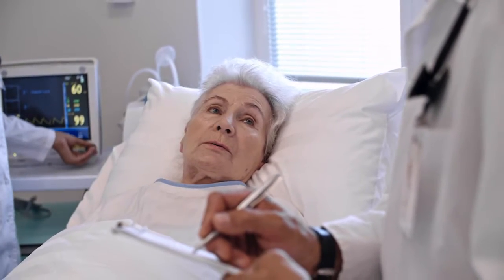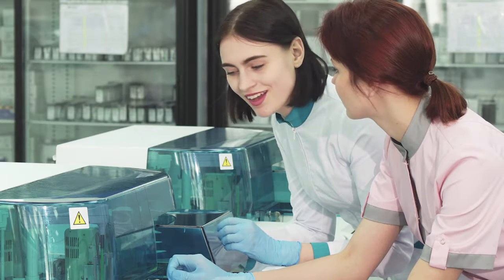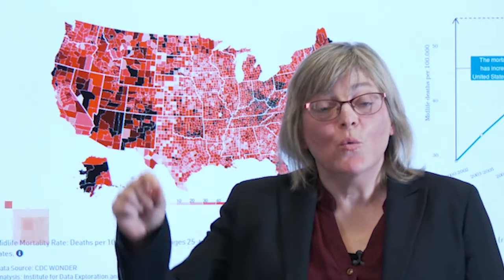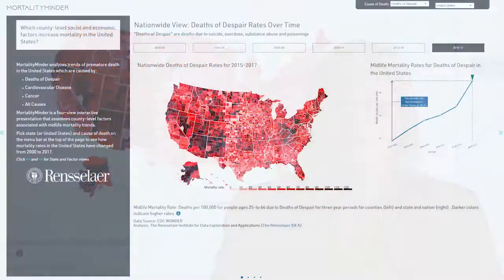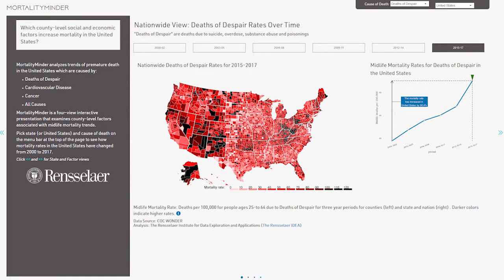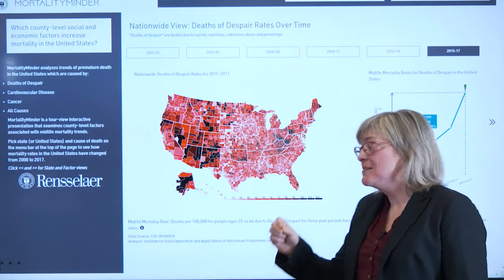Mortality rates are going up in the United States, and we need to figure out what to do about it. So we've built an app to help understand mortality and the factors behind it at the national, county, and state levels. The app works by examining data from the Centers for Disease Control.